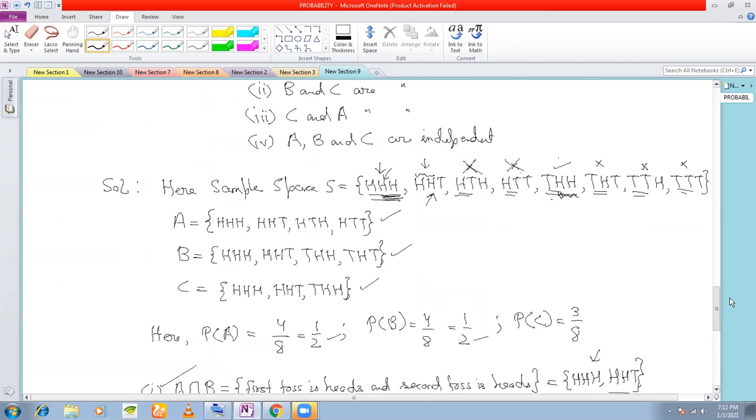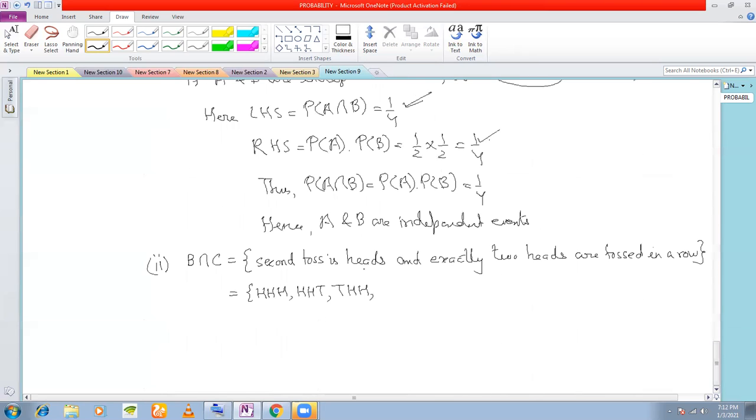Next, second toss is heads, but no two heads in a row. So this is also out. Next, this is also out because the second toss is not heads. This is also out similarly. So only these three events are there for B intersection C.